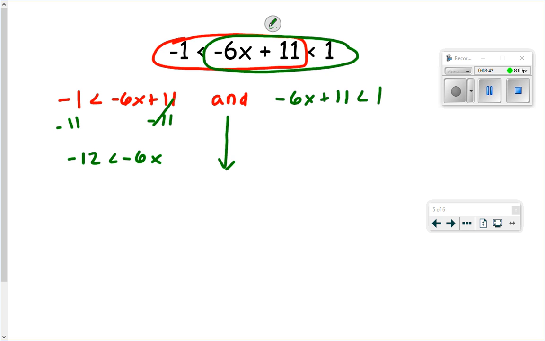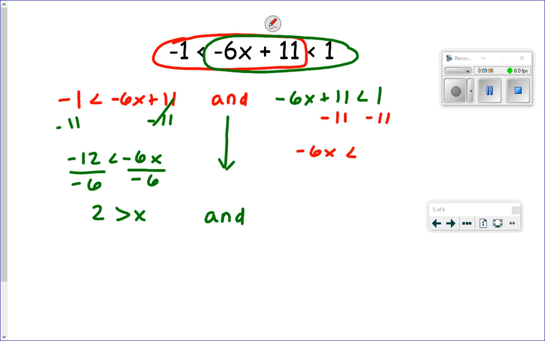And then I need to divide both sides by negative 6. Remember, when you divide by a negative sign, the sign needs to flip. Negative 12 divided by negative 6 is 2. Bring down the word and. Now I need to solve this one. I'm going to subtract 11 from both sides. 1 minus 11 is negative 10.